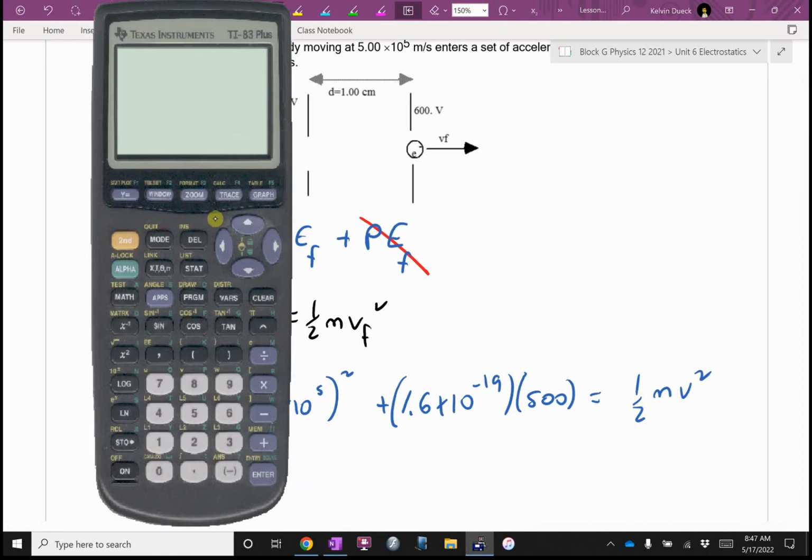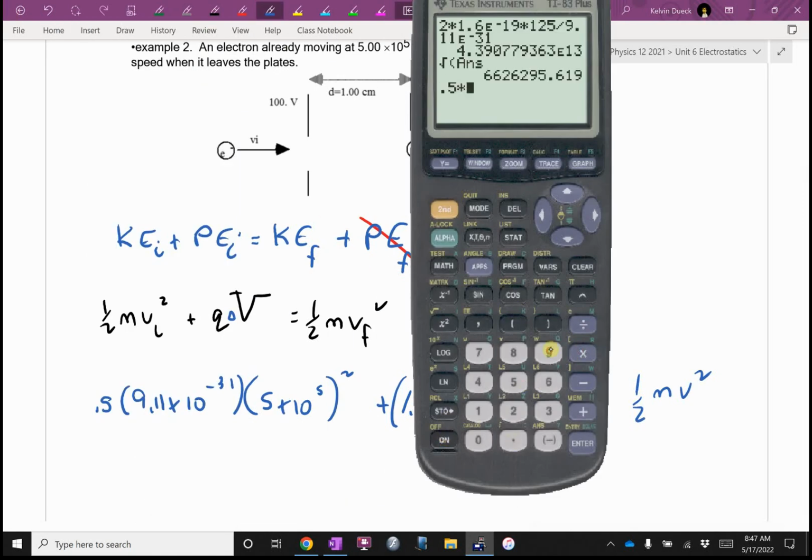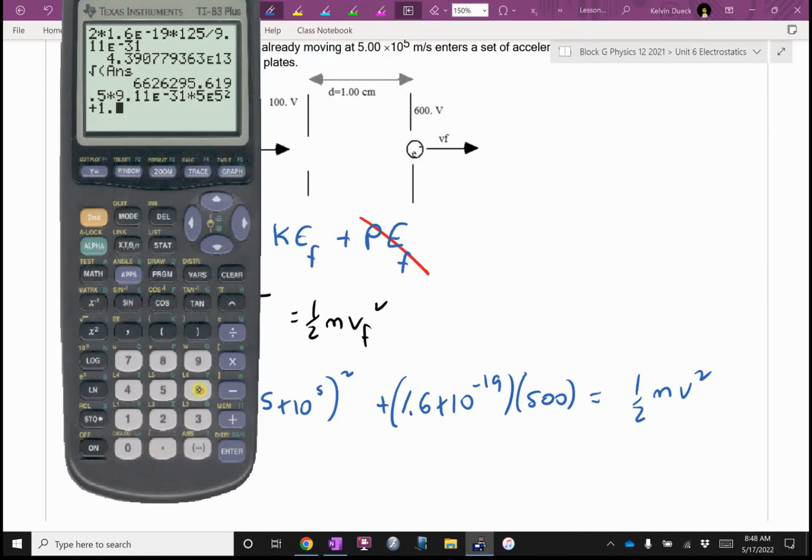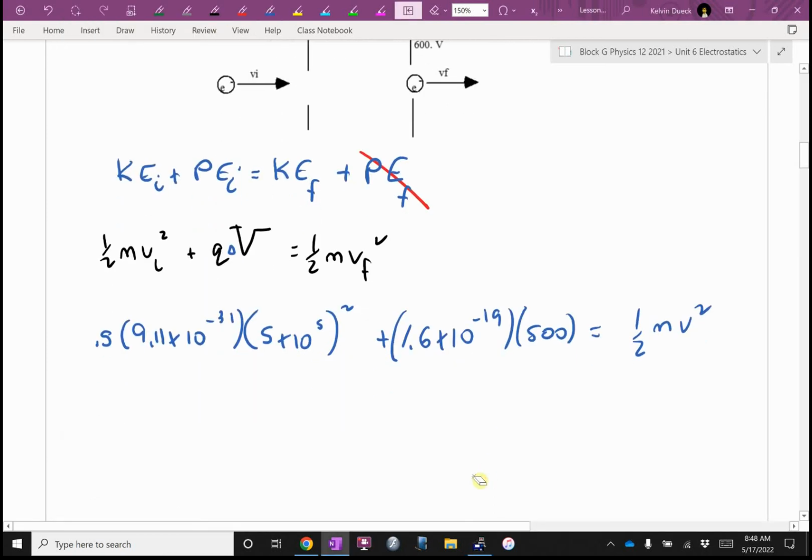Let's crunch the left-hand side. 0.5 times 9.11 times 10 to negative 31 times 5 times 10 to the 5th, don't forget the squared, plus 1.6 times 10 to negative 19 times 500 volts. I get a left-hand side working out to 8.011 times 10 to negative 17. Is that matching yours? I'll store this on my calculator. 8.011 times 10 to the negative 17 equals a half mv squared.